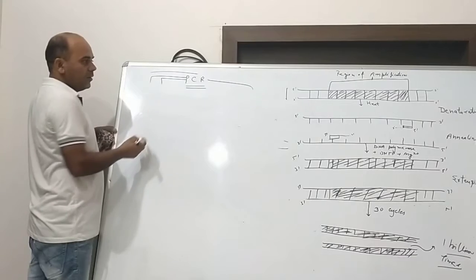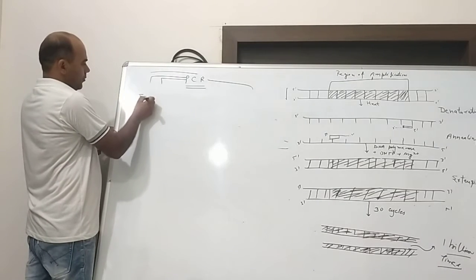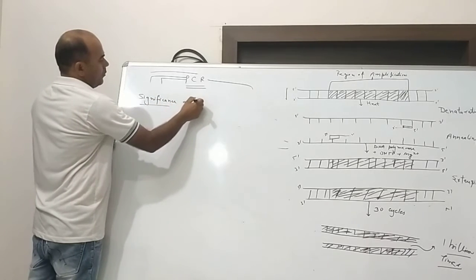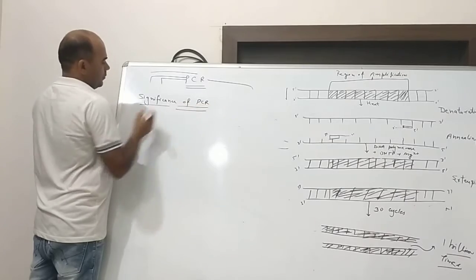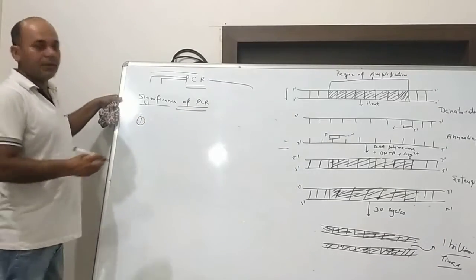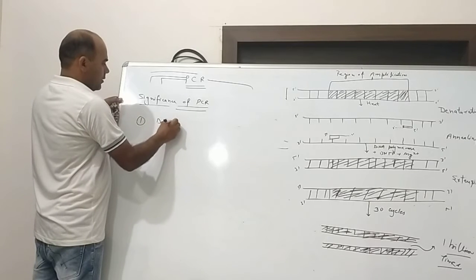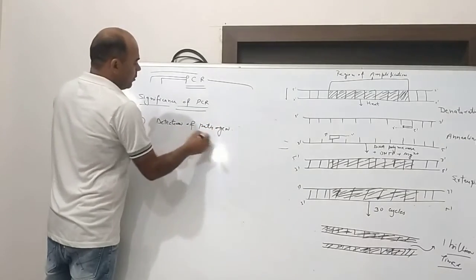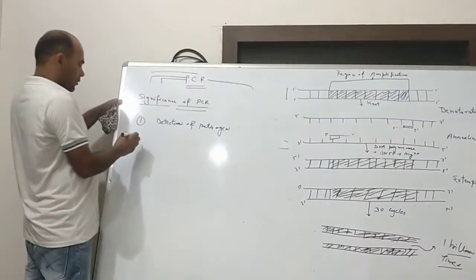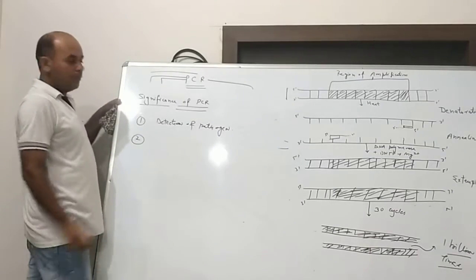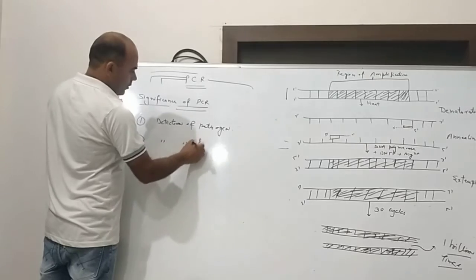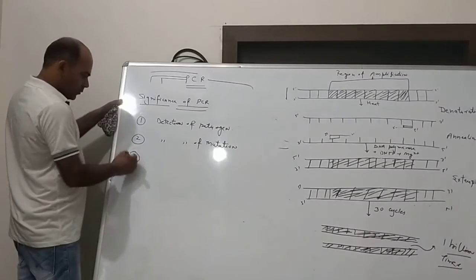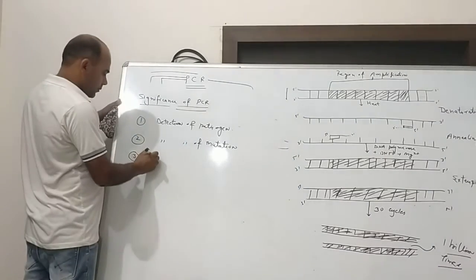So next heading, the last one, is called significance of PCR. The first significance: detection of pathogen. With the help of PCR, a particular pathogen is identified. Second one, detection of mutation. Third one, in DNA fingerprinting technique.